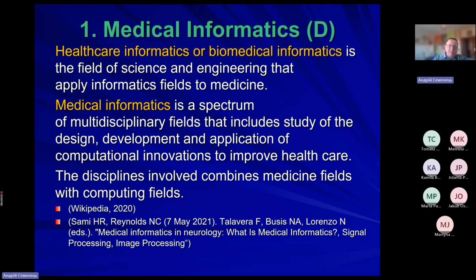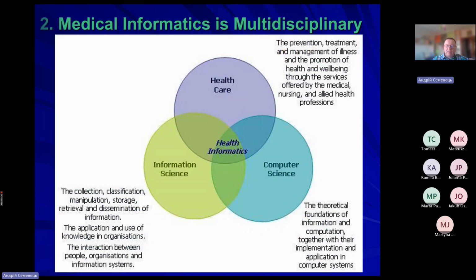So I will still speak briefly about health informatics. It's a field of science and engineering that applies the informatics field in medicine. This definition is simple, and maybe favorable. Still, we are more interested in medical informatics itself. So we have to define it as a spectrum of multidisciplinary fields that include the study of the design, development, and application of computational innovation to improve healthcare. I recommend that you follow this pair of definitions because they are the most recent.